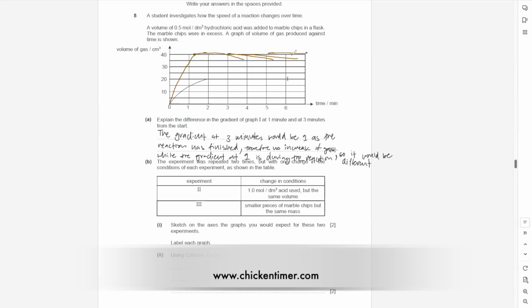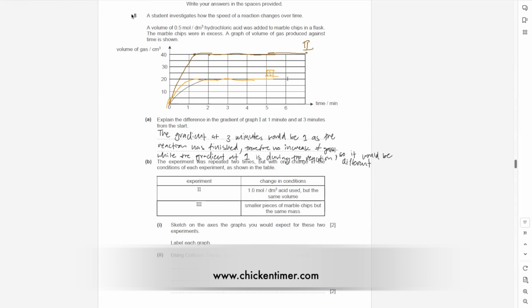Okay, I help you draw. And then I also need the eraser. Then I label this as number 2. Then the number 3: smaller pieces. So it's just faster, but the same amount of gas. Okay, so like that.